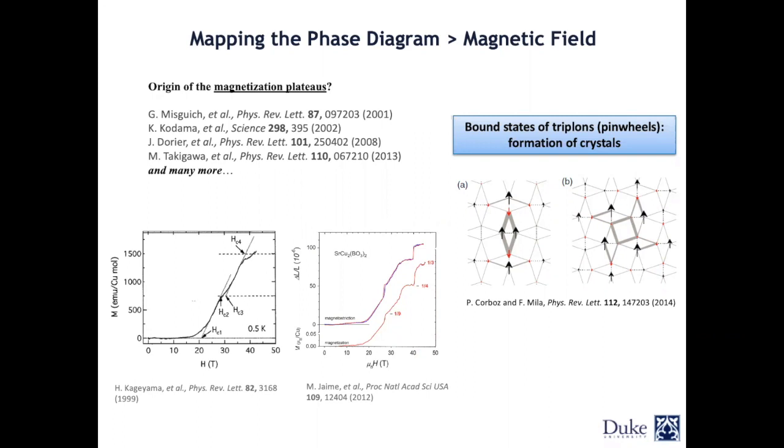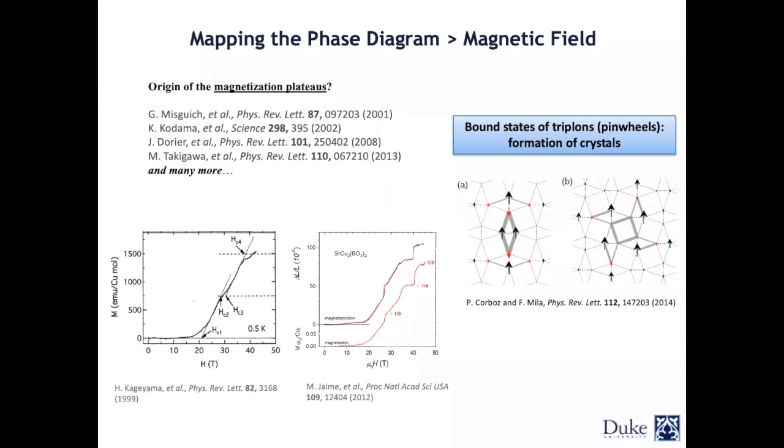Initially, what was taught is that these plateaus correspond to the formation or crystallization of S equal 1. For example, at 1/8, 1 out of the 8 sites would be these triplets. But later on, Frederic Mila and Philippe Corboz discovered that it's not so much S equal to 1 forming these crystallizations at 1/8, 1/3, and 1/4 of the magnetization, but rather bound states of these triplets that are forming these.